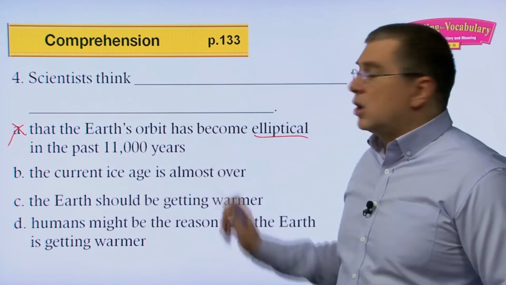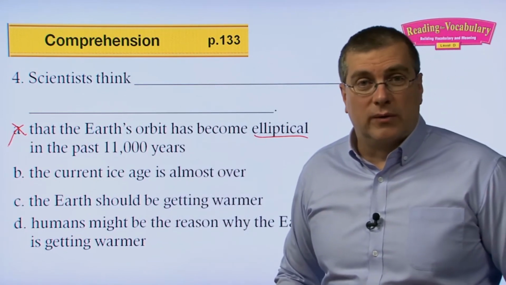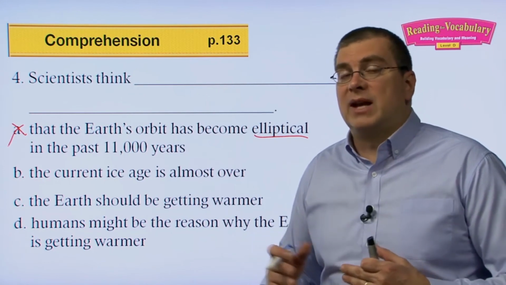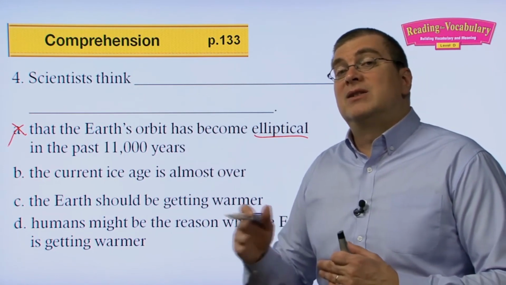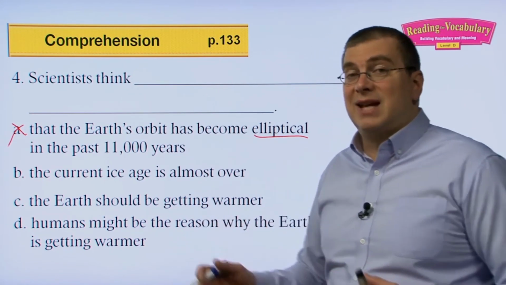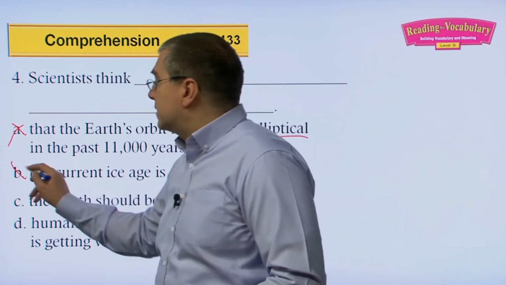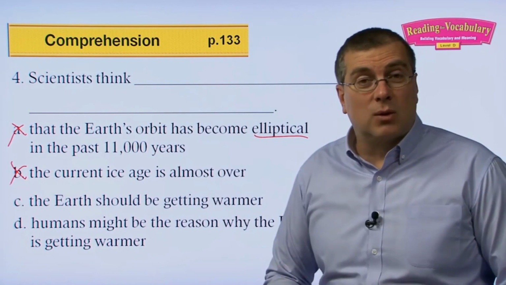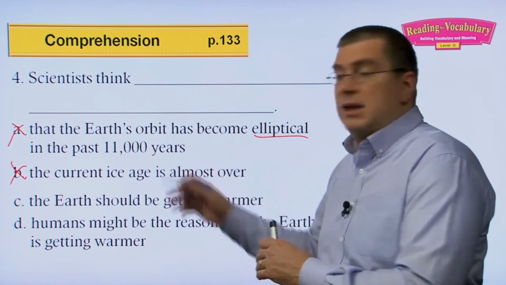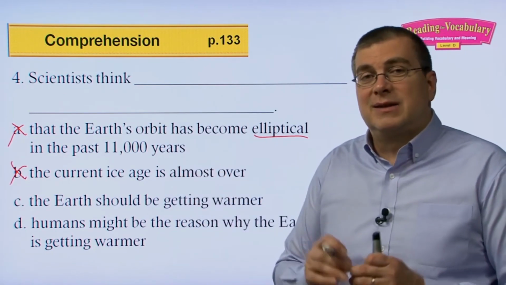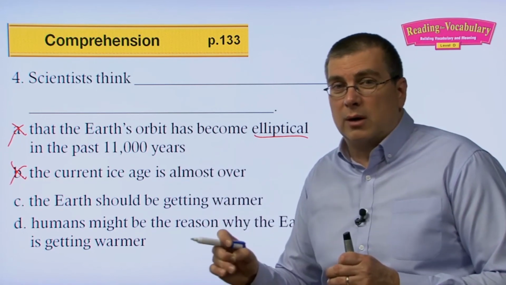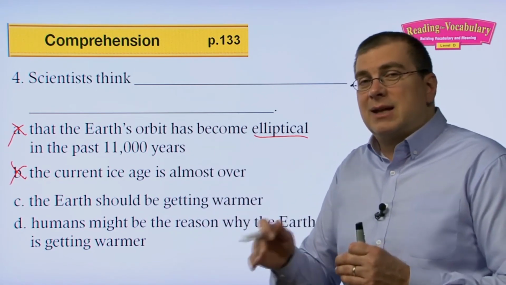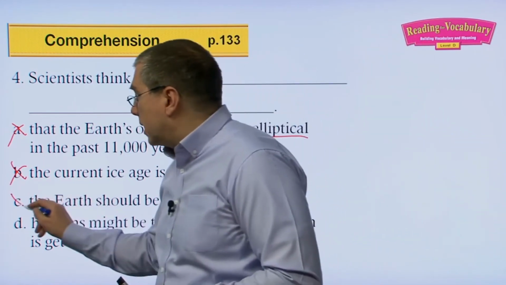Scientists think B, the current ice age is almost over. No, scientists think that we're just in a warm phase of the Ice Age. They think that it's supposed to be getting colder, that the Ice Age is continuing. So B is not the right answer. Scientists think C, the Earth should be getting warmer. No, I just said in number B that scientists think the Earth should be getting colder, right? We're in a warm period that's ending. Scientists think the Earth should be getting colder, not warmer.